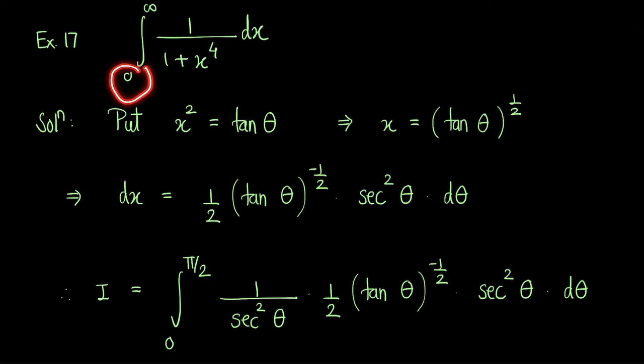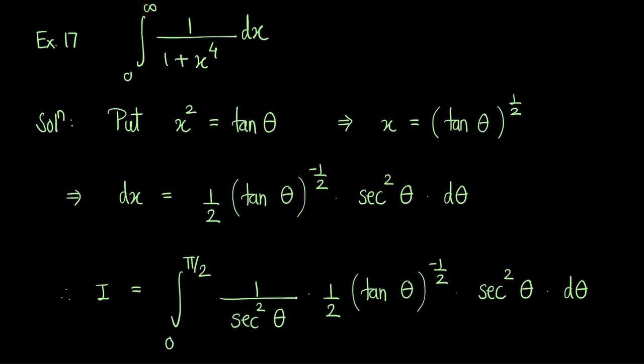Also when x is 0, tan theta will be 0, so theta will be 0, and when x approaches infinity, tan theta approaches infinity. This implies theta will approach pi by 2. Therefore the limits change from 0 to pi by 2.